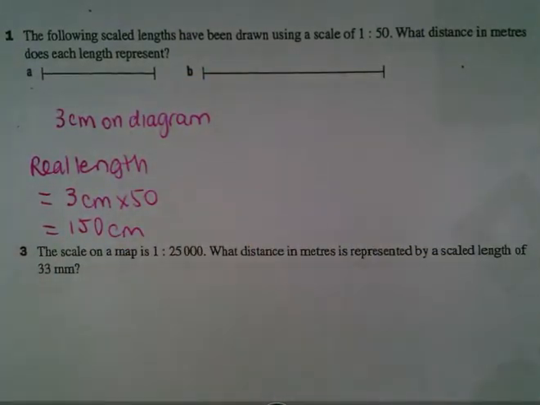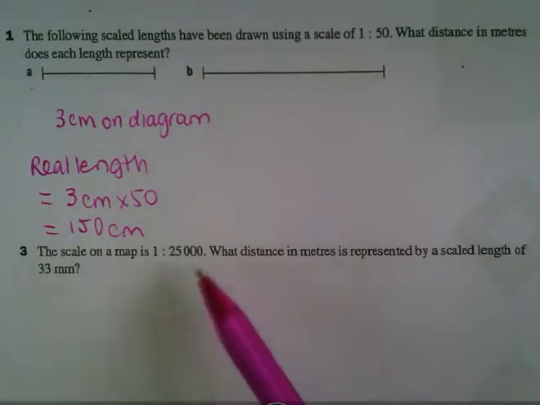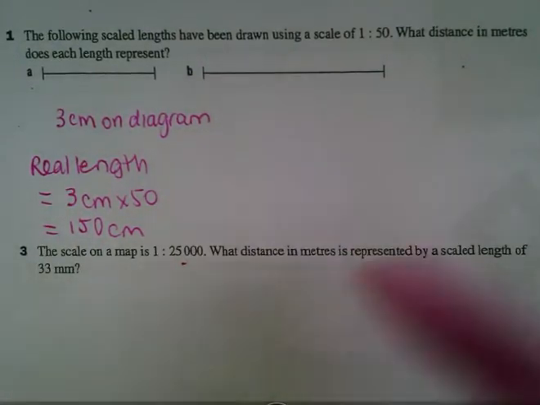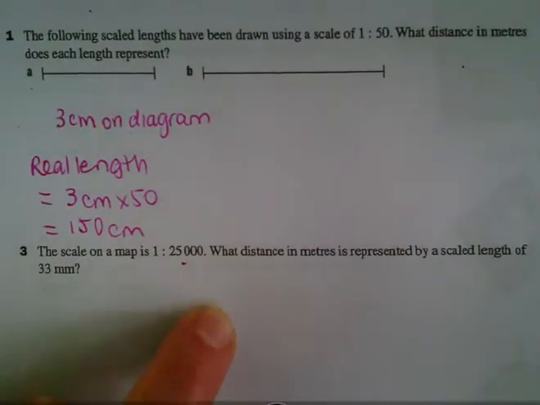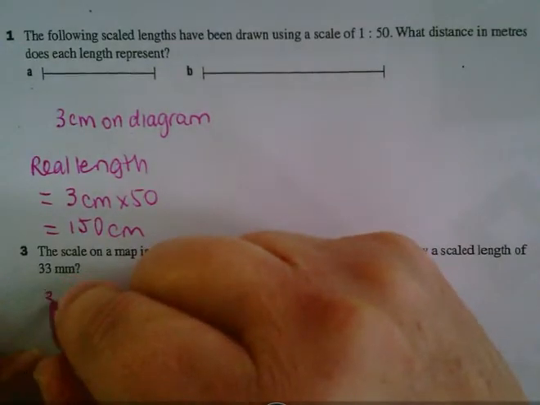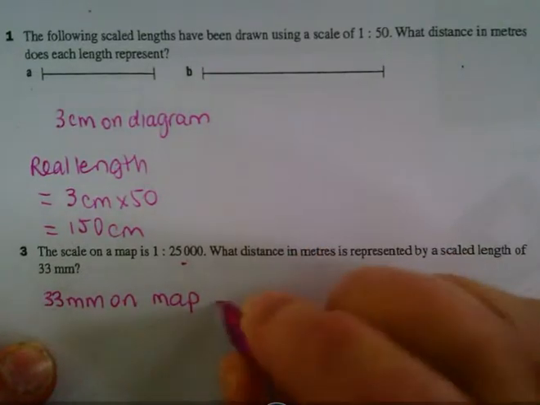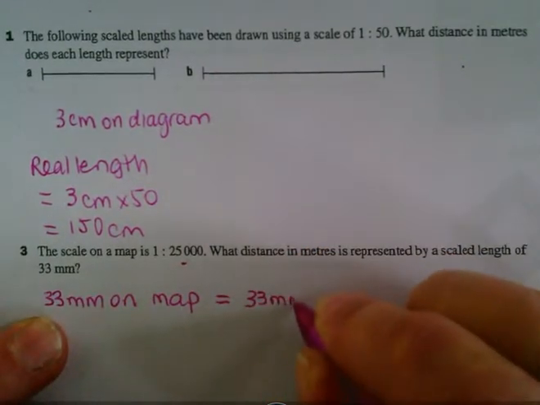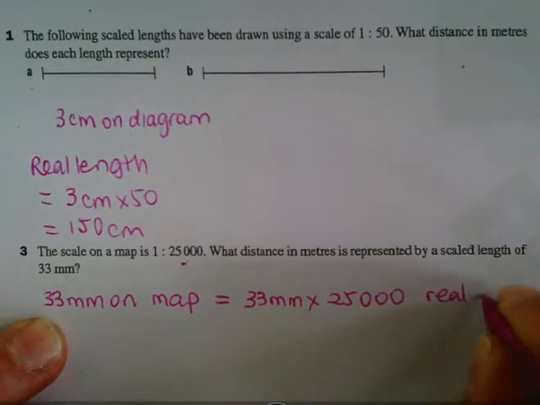Or 4.85, whatever. You decide what it is for homework. The next one. The scale on a map is 1:25,000. What distance in meters is represented by a scale length of 33 millimeters? So all you know is that the real thing is 25,000 times bigger. So 33 millimeters on your map or diagram equals 33 millimeters times 25,000 real distance.